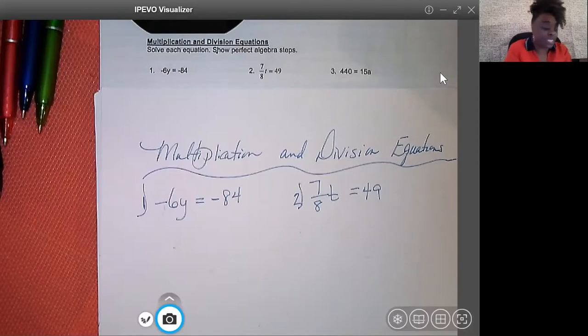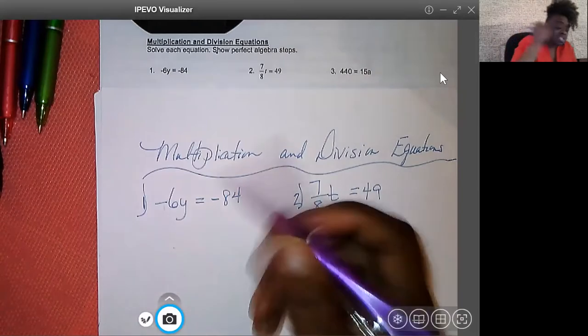As we talked about yesterday, when we're doing one-step and two-step equations, we have to do the inverse operations to solve for the variable, and we need to isolate that variable to get the appropriate answer. So let's look at number 1, and number 1 is negative 6y equals negative 84.